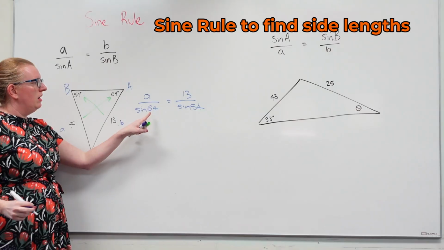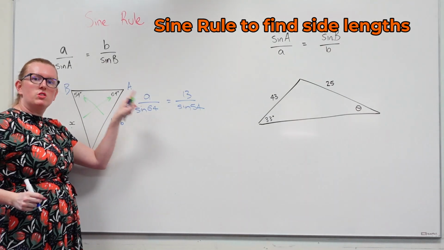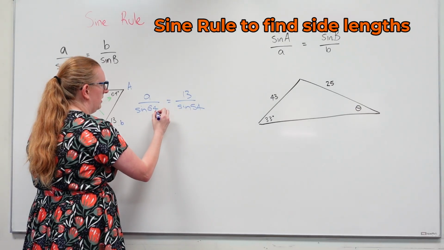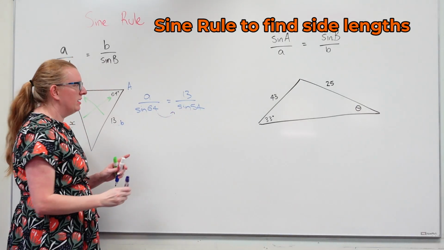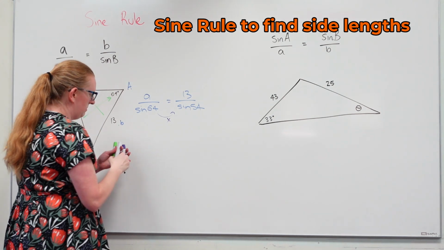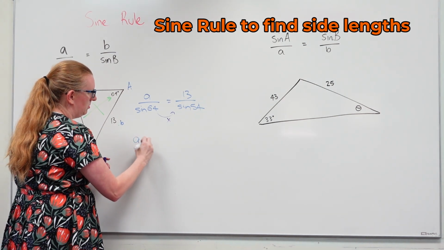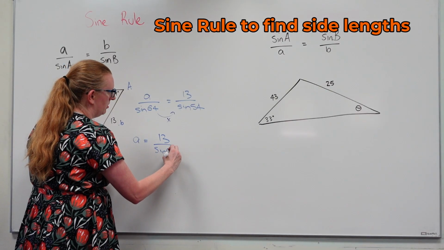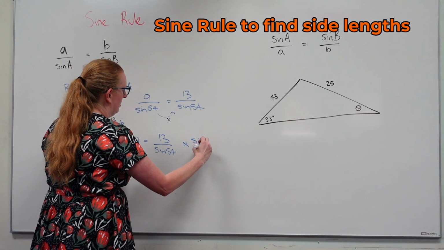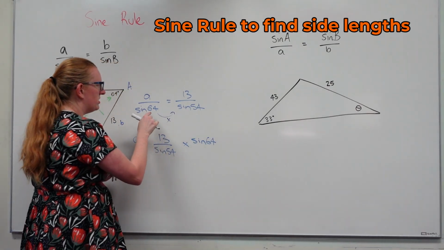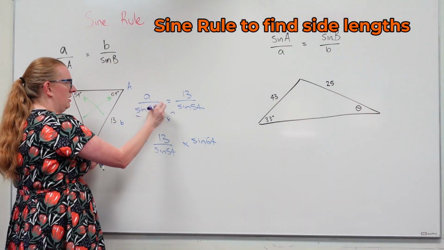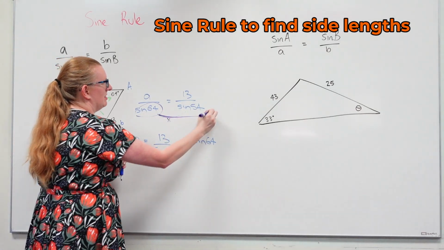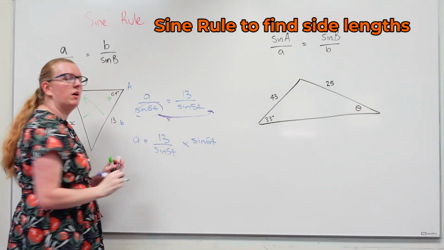Okay, now we want to get little a on its own. So we have to multiply. We're going to multiply to move it to the other side. So what this means is it'll be a equals 13 over sine 54 times sine 64. So we're just picking this bit up and moving it over to the other side. Pretty much we're moving it to the end, and we're timesing it.